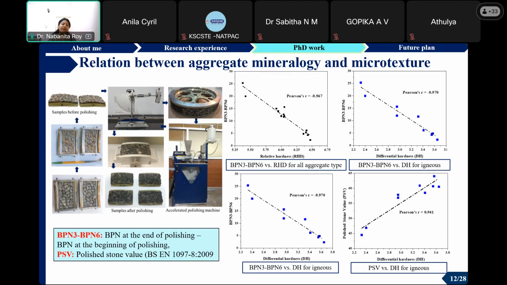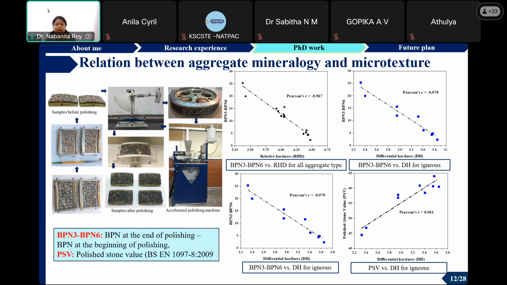What I have done is I did not consider the conditioning phase, because it is important to remove the dirt and resin from the surface. I have just taken the changes in the polishing phase, so I have taken BPN3 minus BPN6. Now it is observed that almost all the mineralogical parameters have a better correlation with BPN3 minus BPN6 as compared to PSV.